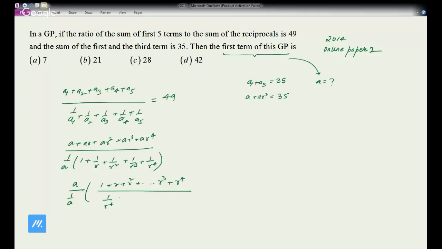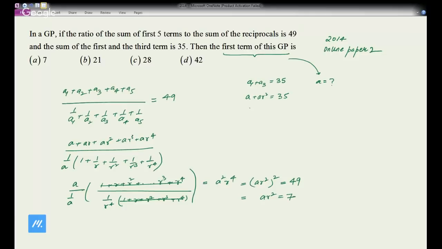Only r, if I take the LCM of the four terms, then after taking the LCM the same stuff you will get in the denominator, which gets cancelled out. This and this get cancelled out. So what you are left with is a square, a goes up, r also goes up, r raised to power 4, or you can say a r square raised to power 4 is given to be 49. And just imagine why 49 was given. So 49 was given so that you can easily say a r square is plus or minus 7.